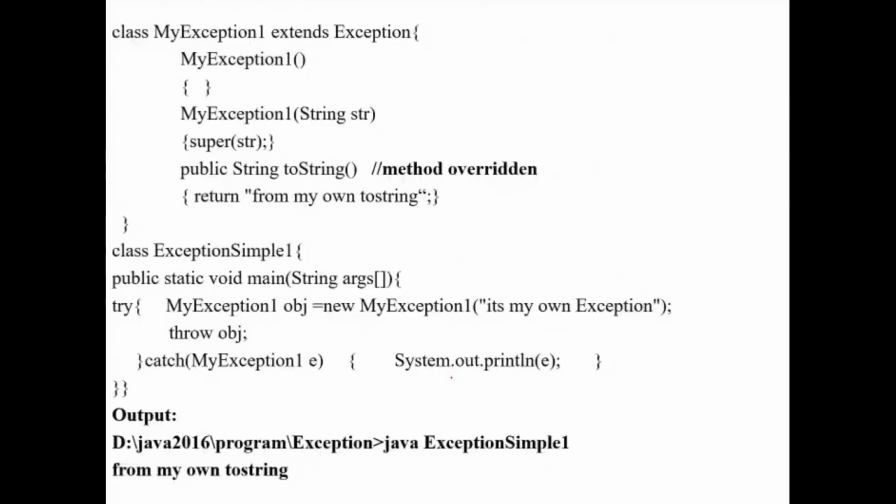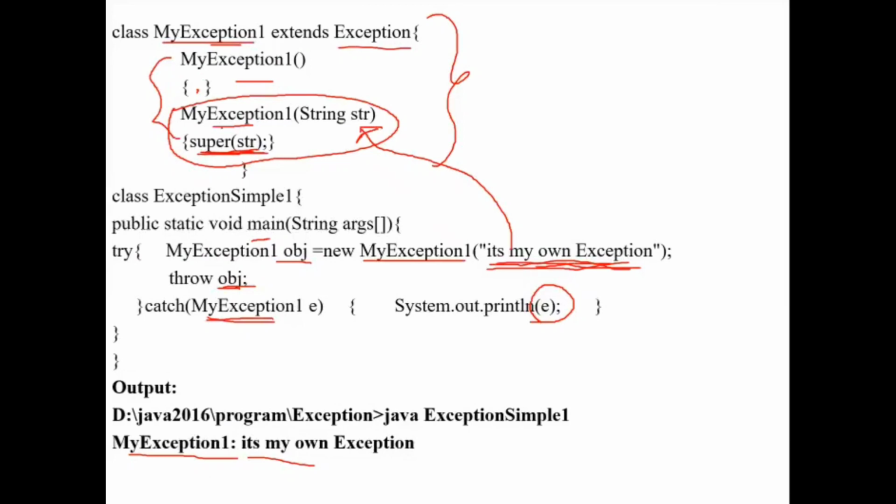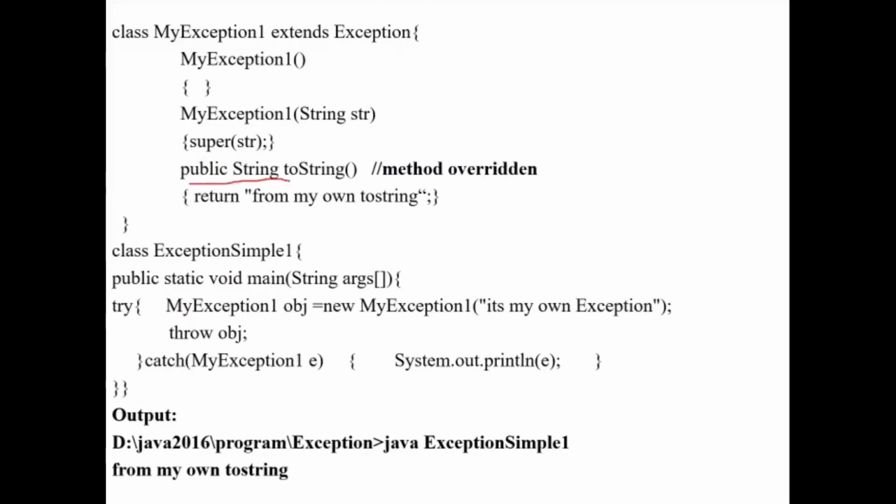So one more example. Here, I have overridden. Up to this you understood. So now I have overridden this method toString. So here there is a constructor, and I have overridden this toString method. Now in this toString method, what I have written is "from my own toString". Here I'm creating an object, and this will call the base class constructor.